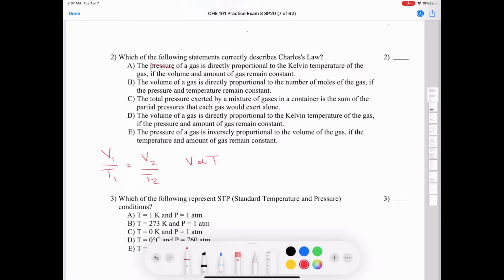The volume of a gas in B is directly proportional to the number of moles of gas. Again, we're not varying the number of moles of gas in Charles' law, so that can't be correct. In C, the total pressure exerted by a mixture of gases in a container is the sum of their partial pressures. Well, Charles' law has nothing to do with pressure because pressure is kept constant, so it can't be C. The volume of a gas in D is directly proportional to the Kelvin temperature. This would be our correct answer. And then finally, for E, the pressure of a gas is inversely proportional to the volume of a gas. That's Boyle's law. So D is the correct answer.